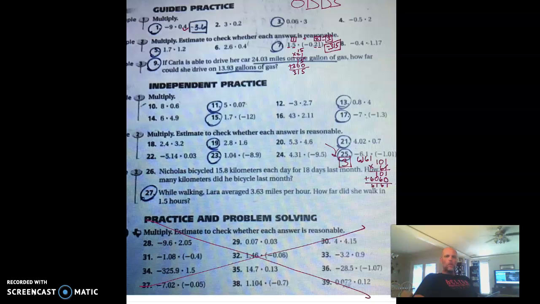So I'm going to read number 27 for you. It says, while walking, Laura averaged 3.63 or 3 63/100 miles per hour. How far did she walk in 1.5 hours? Okay, so all you have to do is, obviously the page is multiplying, so I bet you know what to do on number 27. Just don't forget to feed the dog. Keep Boomer happy. Have a good day.